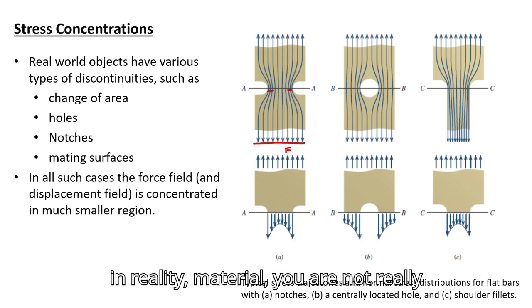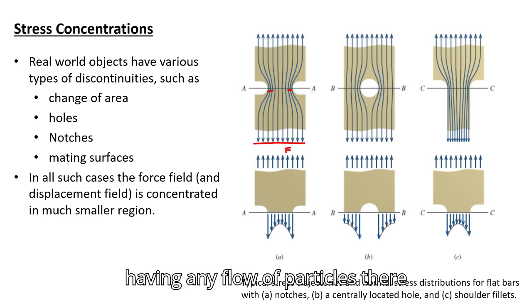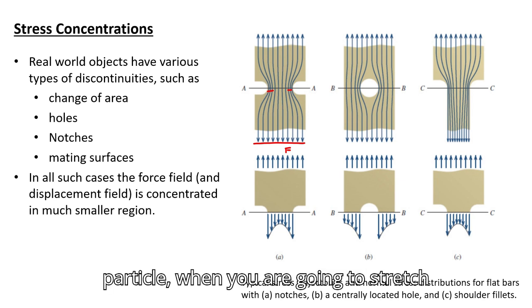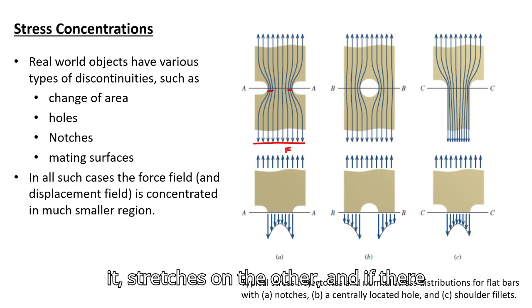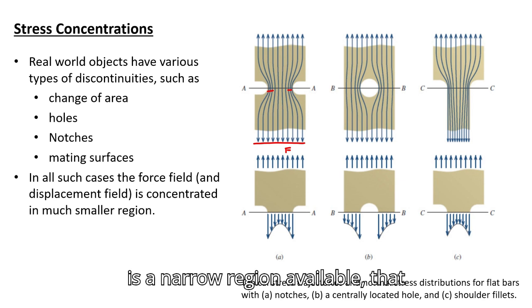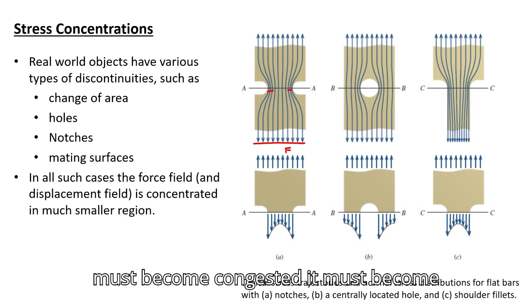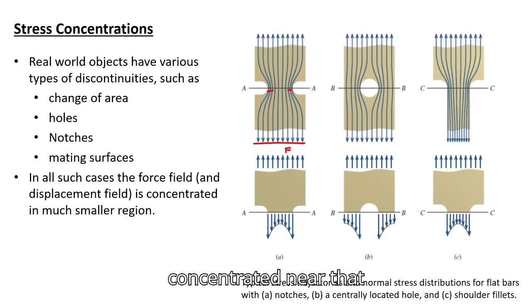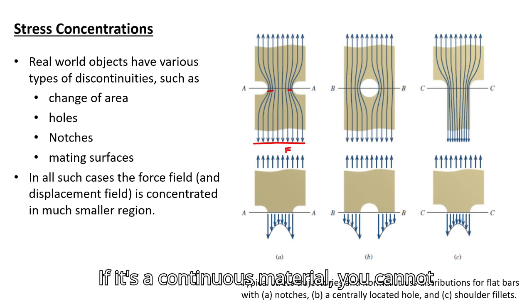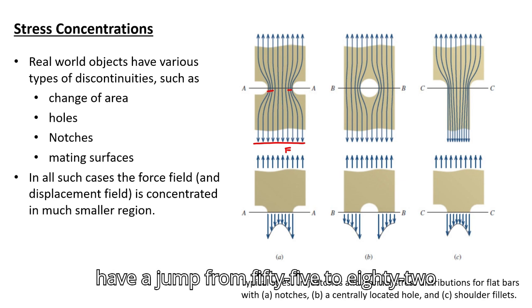But obviously in reality, in a material, you're not really having any flow of particles in that sense. But think about it, a material is a continuum. Each particle, when you're going to stretch it, stretches on the other, and if there is a narrow region available, that displacement field, that strain field must become congested, it must become concentrated near that discontinuity, because you see, if it's a continuous material, you cannot have a jump from 55 to 82.